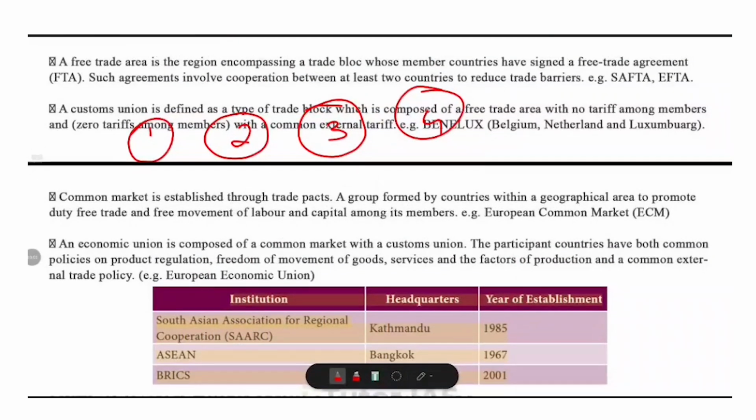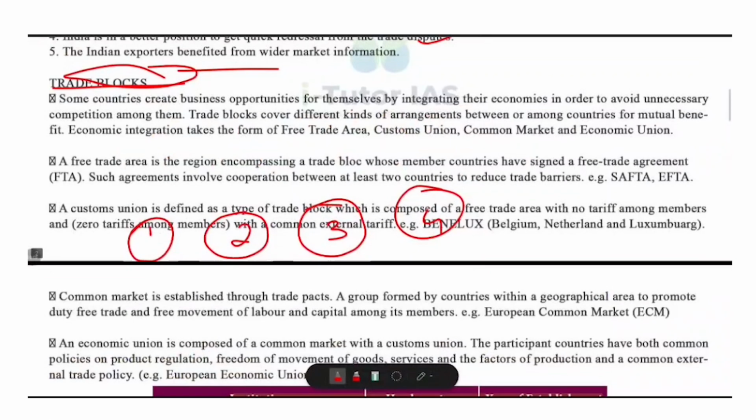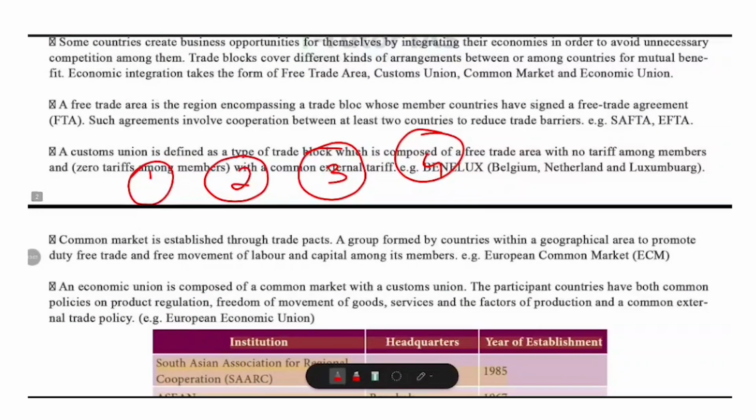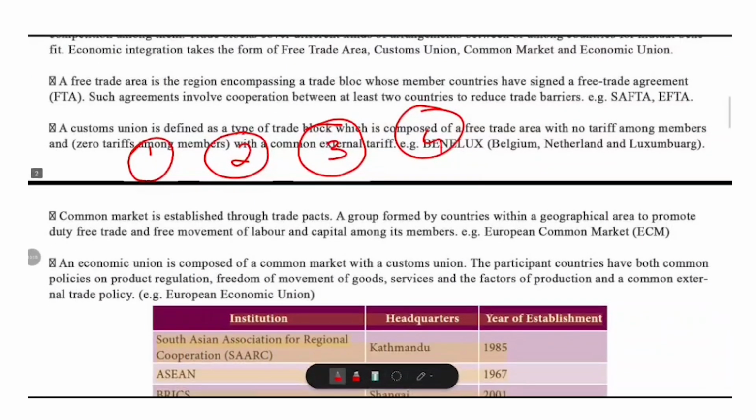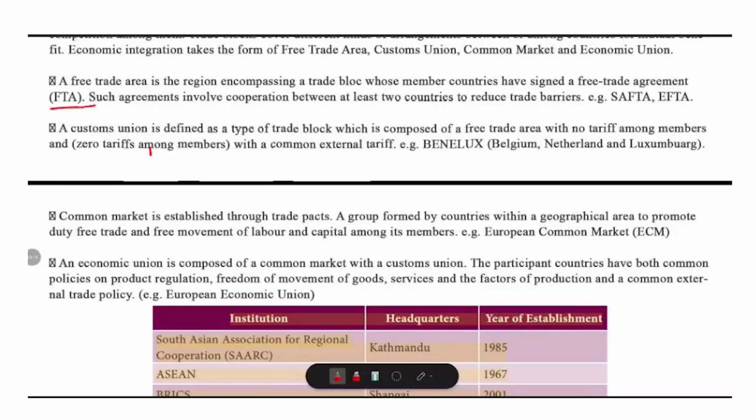Now, do you know what the types of economic integration or the forms of trade blocs are? So let's understand the four main types in increasing order of integration. What is the first one? First one is FTA, that is Free Trade Agreement. What is meant by FTA?